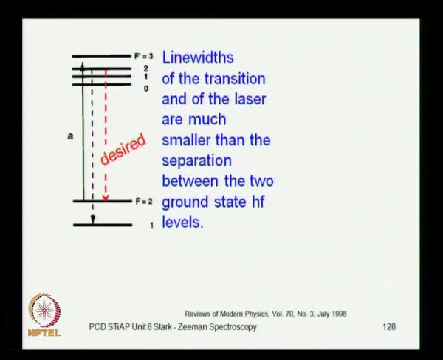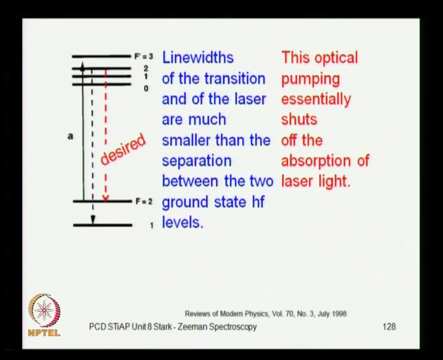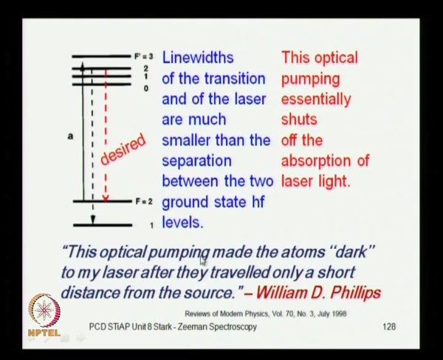And what Phillips observed is that the absorption of light would get shut off. So, when he was carrying out his experiments, he found that the cycle would not continue. So, I quote from his article here in the Reviews of Modern Physics that this optical pumping made the atoms dark to my laser after they traveled only a short distance from the source. So, this is the difficulty that he faced, and for reasons that we understand.